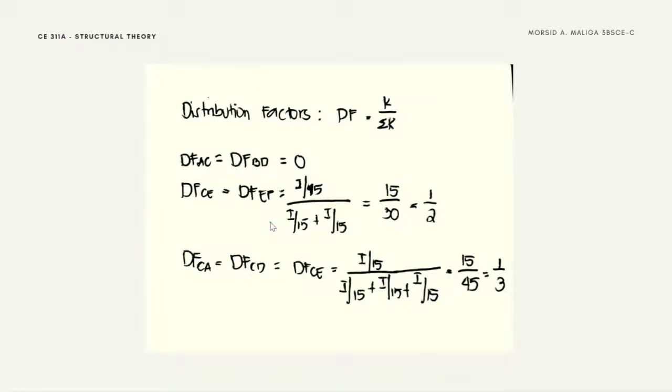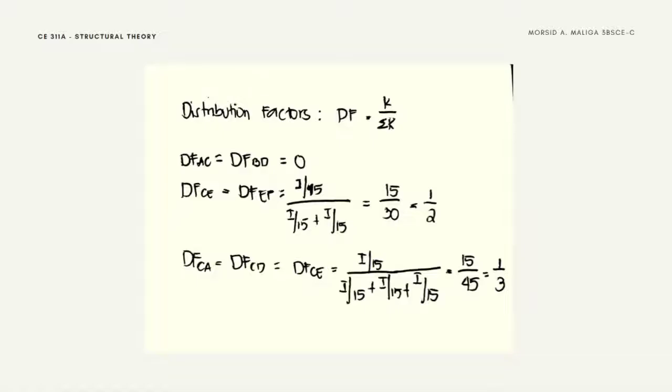Next, for our member CE, it is also equal sa member EF, as if we are going to look back in our figure, same lang yan siya, silang dalawa. So in our formula, K over summation of K, or the stiffness factor. So 1 over 15 all over 1 over 15 plus 1 over 15 is equal to 15 over 30, in which ang distribution factor ng member CE natin at EF is equal to 1/2 or 0.5.